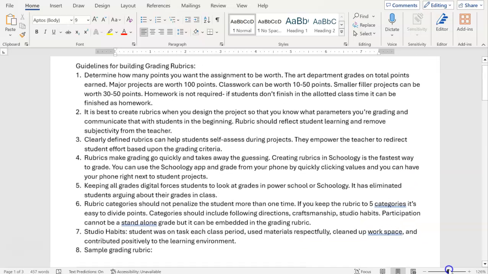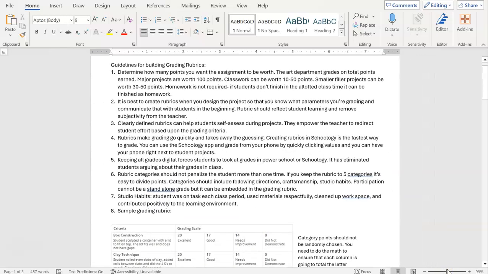So in our department, here's kind of the guidance that we follow. Number 1, determine how many points you want the assignment to be worth. And then there's kind of suggested point values that your major projects are worth the most points, smaller projects are fewer, etc. In our department, we don't assign homework. Homework is optional. If they don't finish an assignment during class, then they can finish it for homework. Number 2, it is best to create rubrics when you design the project so that you know what parameters you're grading and you can communicate that with students in the beginning. A rubric should reflect student learning and remove subjectivity from the teacher, if at all possible.